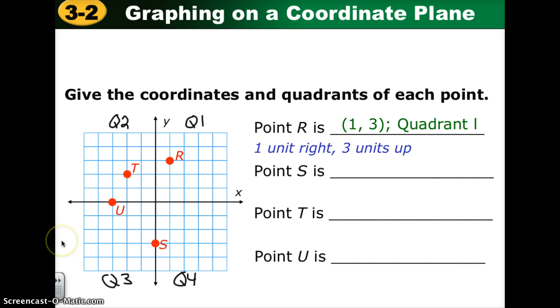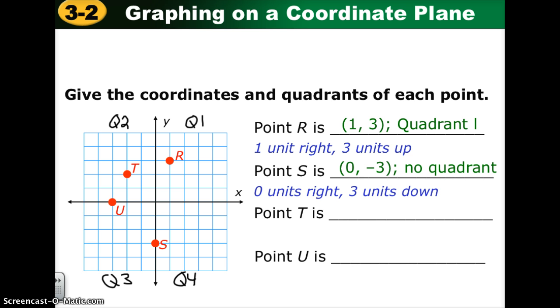Point S. From point S, we start at 0, 0. We don't go left or right at all. That means that would be a 0. And then we go down 3. So 0 units right, 3 units down is 0, negative 3. And then we see that it says no quadrant. Because S is not in quadrant 3 and not in quadrant 4, it's in the middle, it has no quadrant at all.